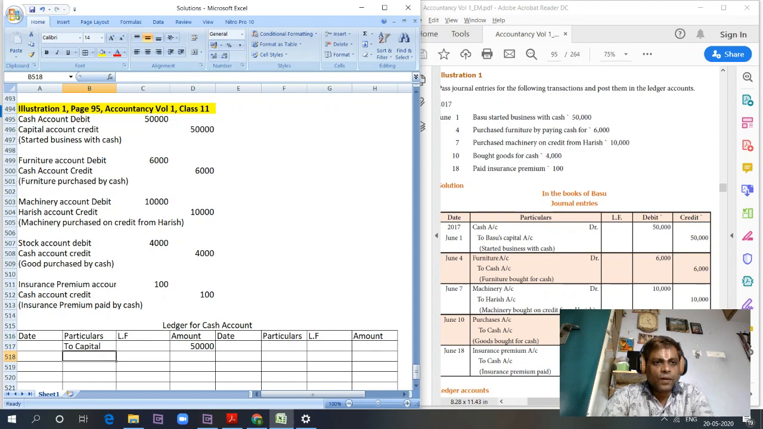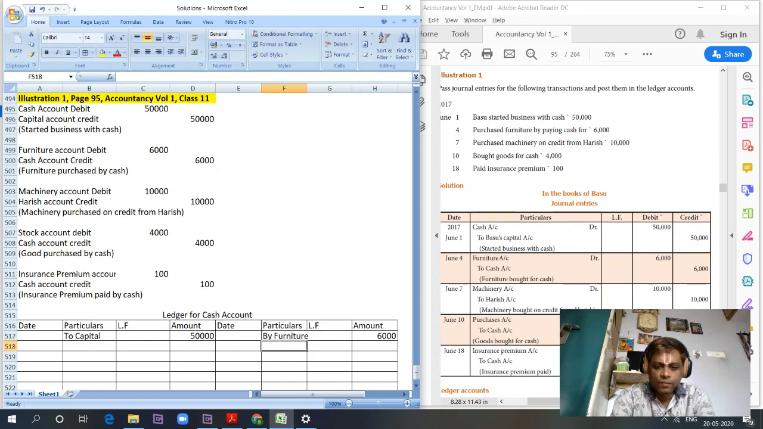Because furniture is purchased by paying cash, so by furniture 6,000. Next is machinery account. This is purchased on credit, so this is not impacting the cash account. Stock purchase, goods purchased by cash. So stock account to cash. That is the entry we have processed.